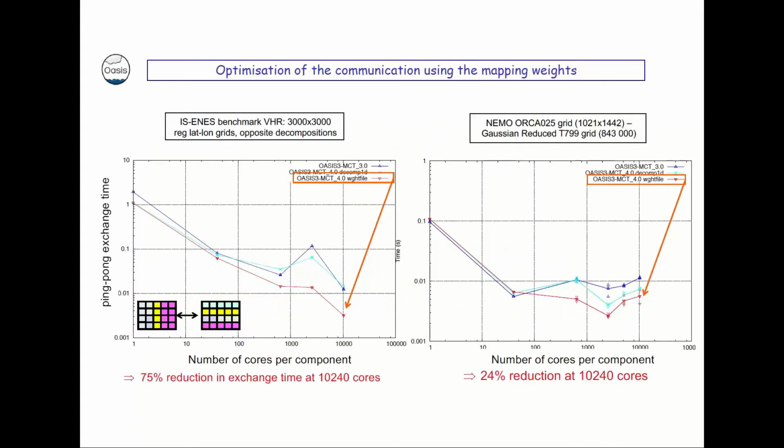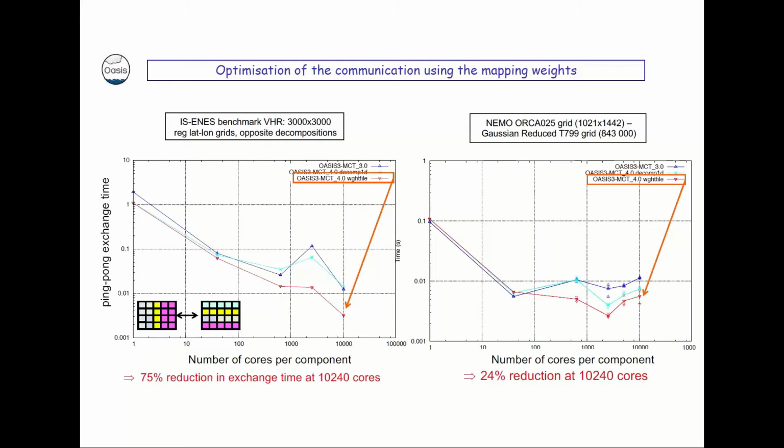So this is an example of what we get. On the left, this is the time for a ping-pong exchange. This is still the easiness benchmark case, with two grids of 9 million points on each side but having an opposite decomposition. And you see in blue the time for the ping-pong exchange with respect to the number of components with the previous scheme, and in orange that's what we get now with the new algorithm using the mapping weights. And you see that for that case there's a reduction of 75%, which is pretty good.